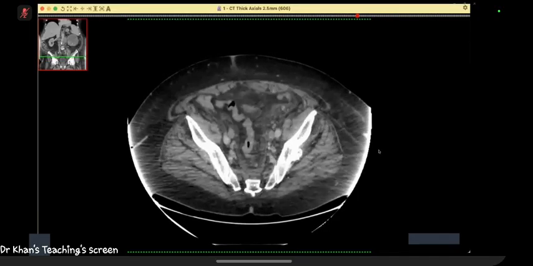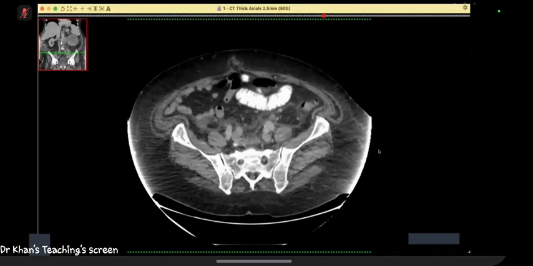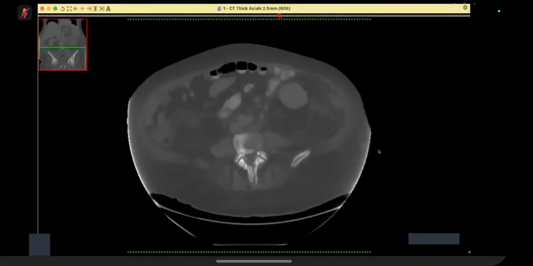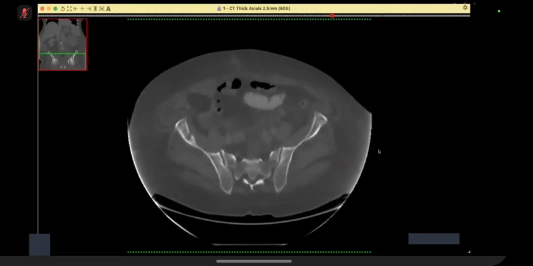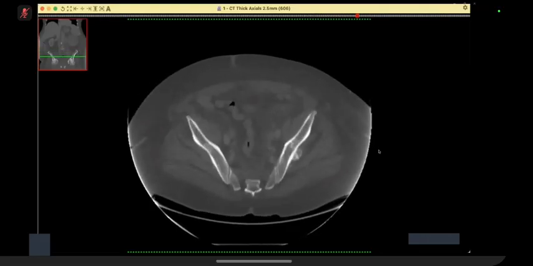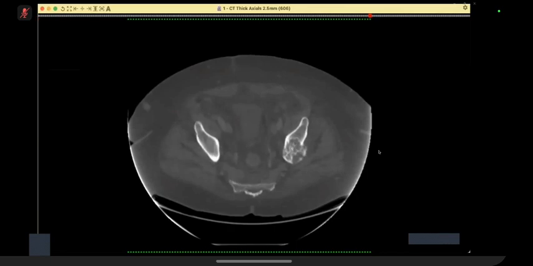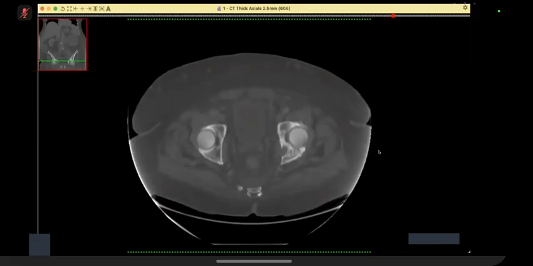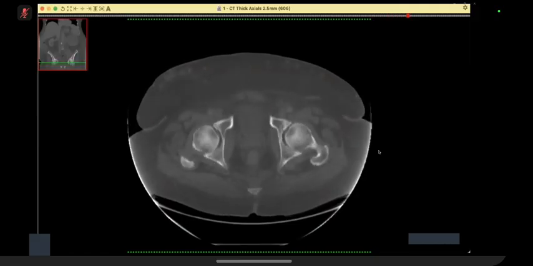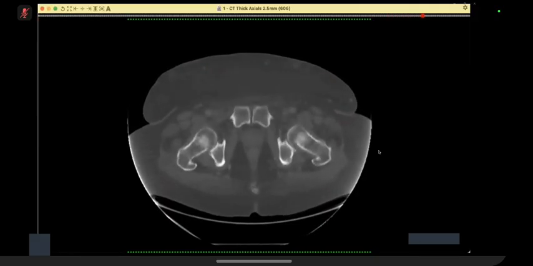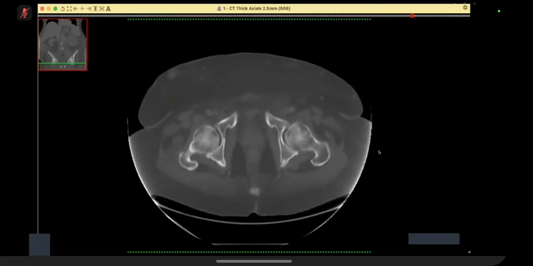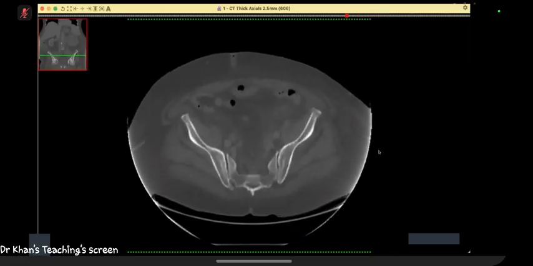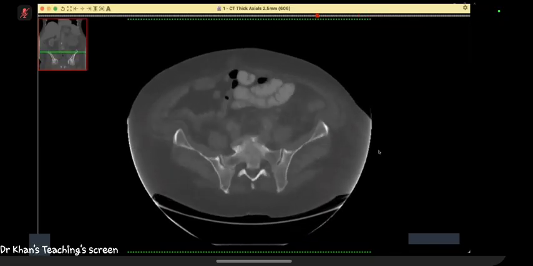There is also this mixed osteolytic lesion seen in the left iliac bone. This lesion is showing a soft tissue component, and it's affecting the posterior part of the acetabulum and the iliac bone.